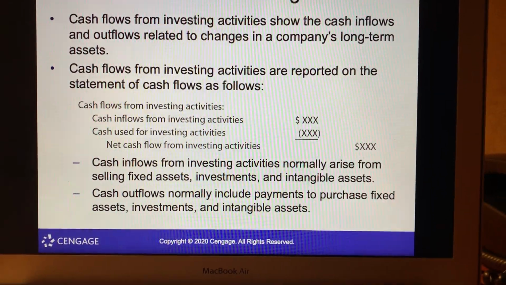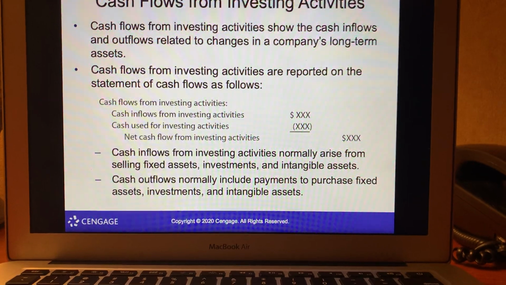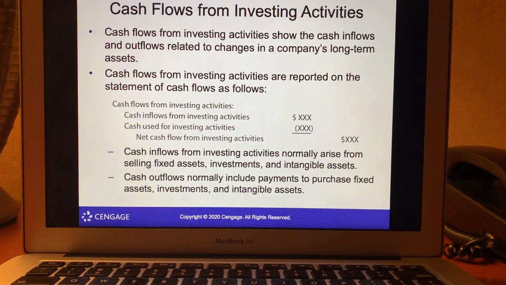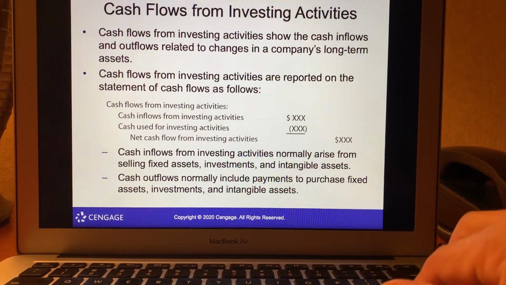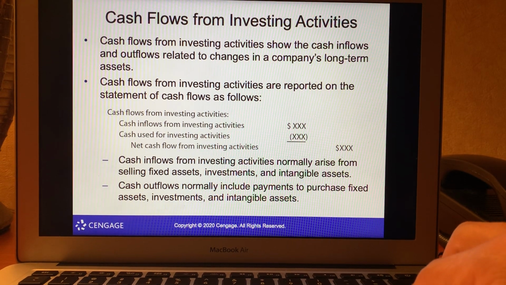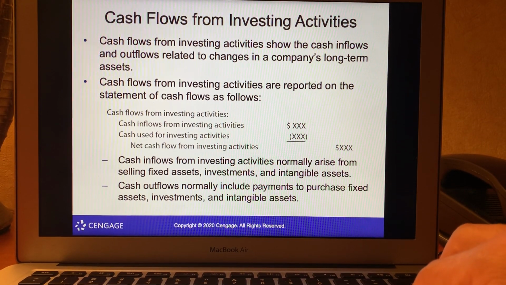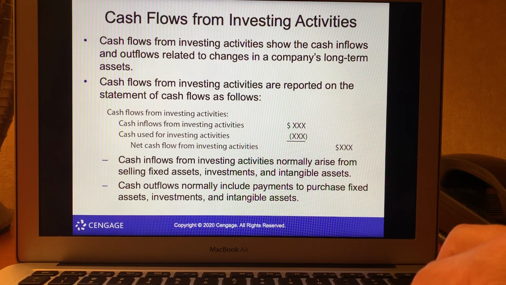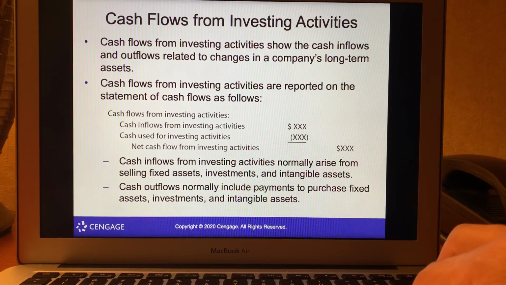So the cash inflows from investing activities normally arise from selling fixed assets, investments, and intangible assets. Cash outflows normally include payments to purchase fixed assets, investments, and intangible assets.